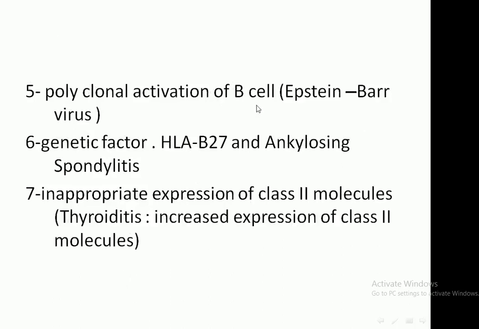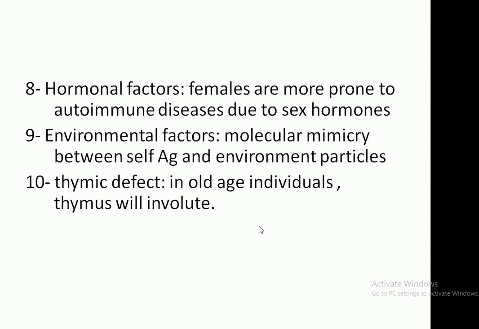Polyclonal activation, as we see with the Epstein-Barr virus, leads to polyclonal activation of B cells. Genetic factors include the association of HLA-B27 with ankylosing spondylitis. Inappropriate expression of class 2 molecules, like in thyroiditis, increases the immune response. Another factor is hormonal, as females are more prone to autoimmune disease due to sex hormones, estrogen. Environmental factors include molecular mimicry between cell antigen and environmental particles. The last one is thymic effect in old age, where thymic involution decreases the immune system and increases autoimmune disease.